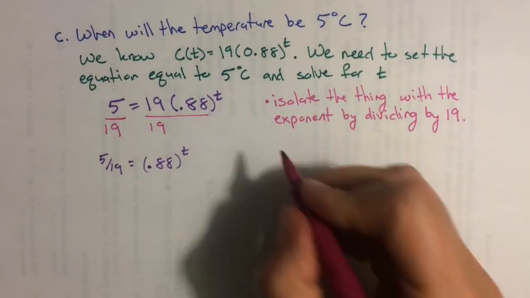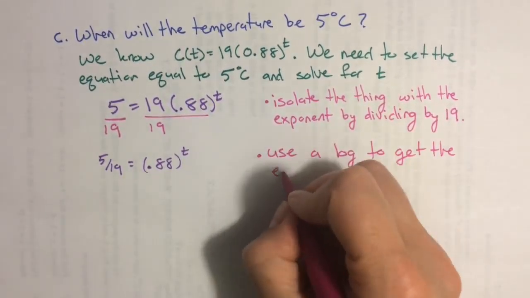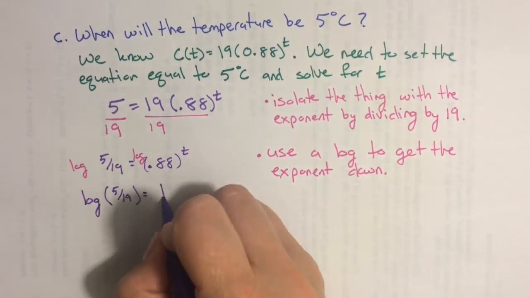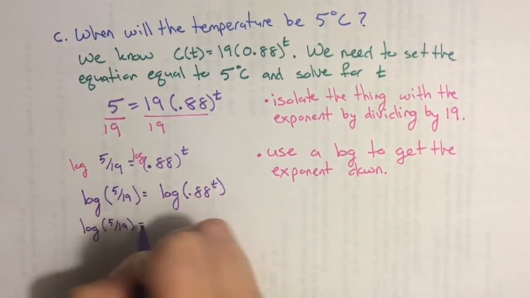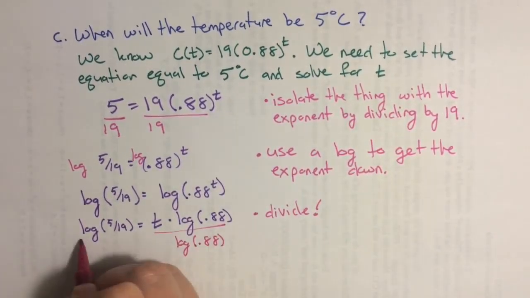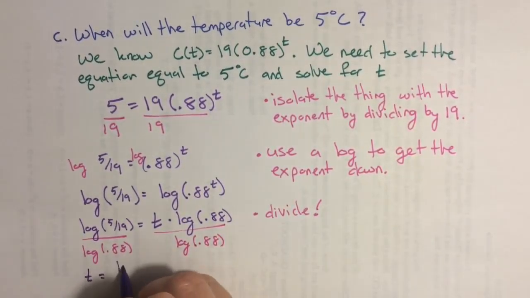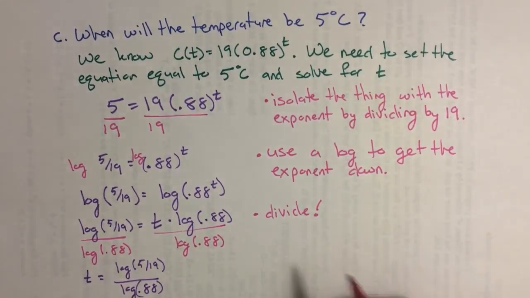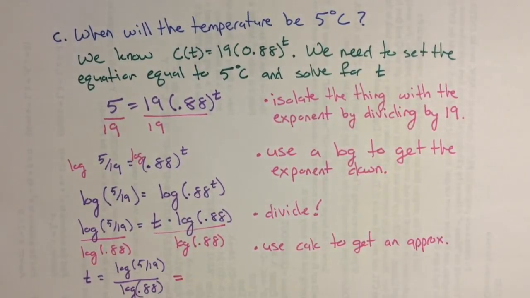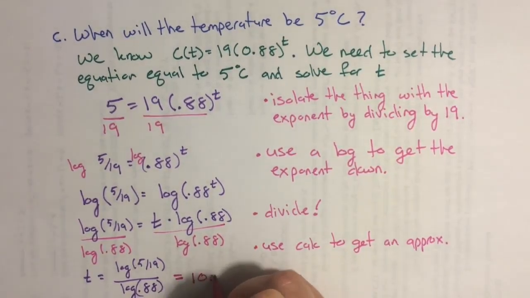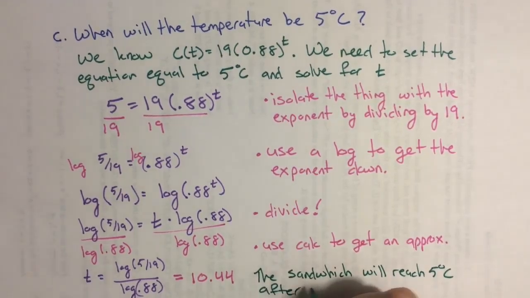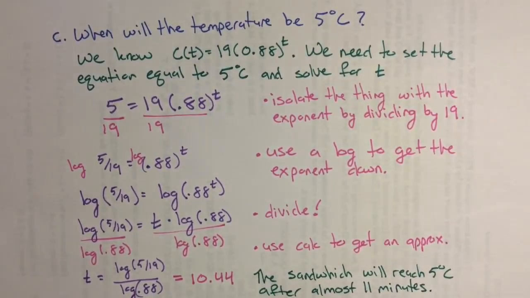Next, we're going to take a log of both sides. I'm going to use log base 10 because that's a button on my calculator. By taking the log of both sides, we can pull the exponent down in front using that property of logarithms. Now we just divide and conquer. Now we have an answer for what t is, and we can use our calculator to get an approximation that's maybe a little bit more useful. I get 10.44 minutes, so almost 11 minutes until the sandwich gets down to 5 degrees Celsius.